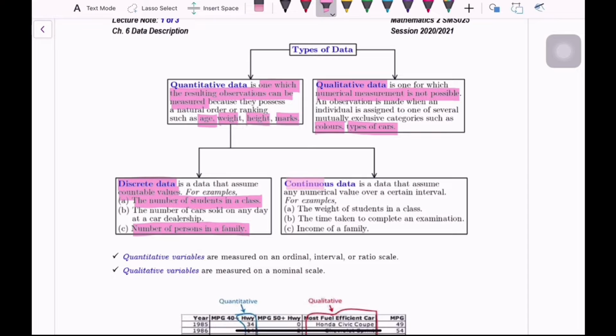For continuous data, is a data that assumes any numerical value over a certain interval. Example, the weight of student in a class, the time taken to complete an examination, and the income of a family.